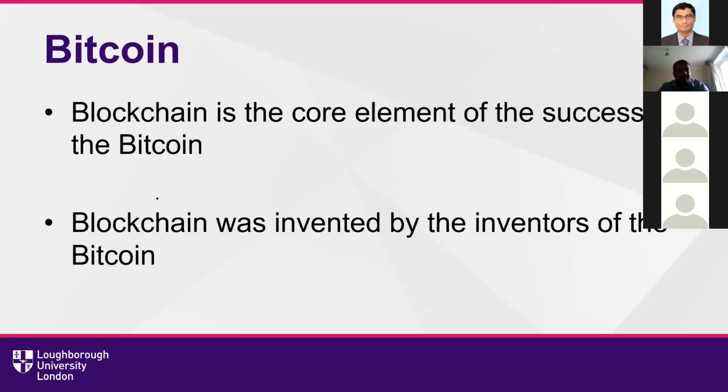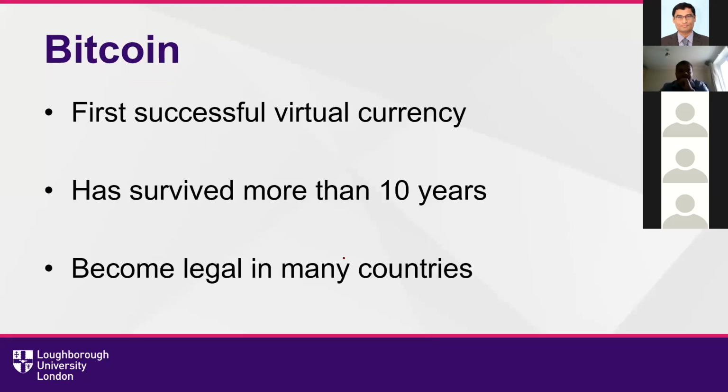Right. So Bitcoin, as I mentioned before, is one of the successful applications of blockchain, right? This is the first successful application, and Bitcoin is using blockchain as the core element, right? And blockchain was basically invented by the inventor of Bitcoin. That guy's name is Satoshi Nakamoto. I will come to that, right? So let me give you a quick background about Bitcoin.